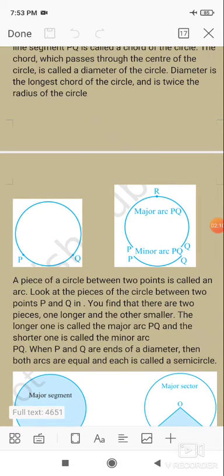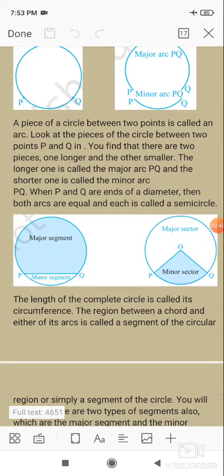Next one, a piece of a circle between 2 points is called an arc. Look at the piece of the circle between 2 points P and Q. You find that there are two pieces, one longer and the other smaller. The longer one is called what? Major arc. And the shorter one is called what? Minor arc PQ. When P and Q are ends of the diameter, both arcs are equal and each is called a semicircle.